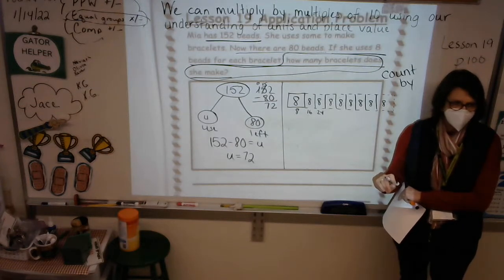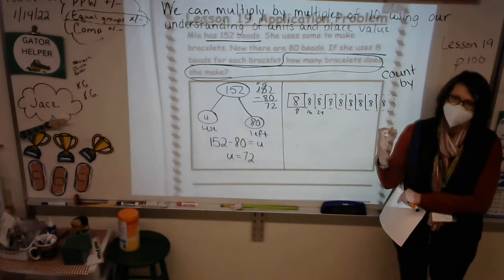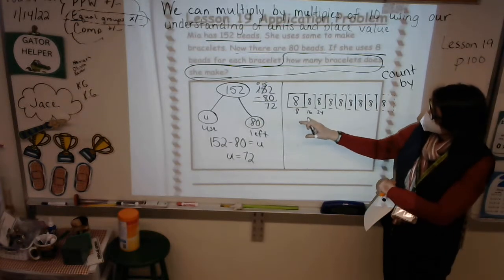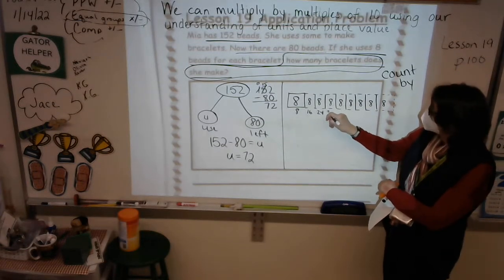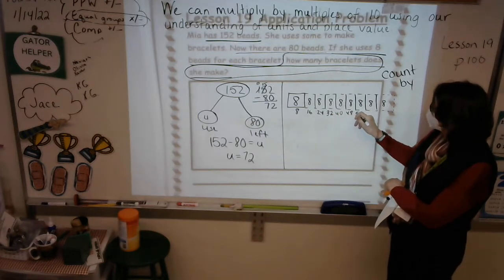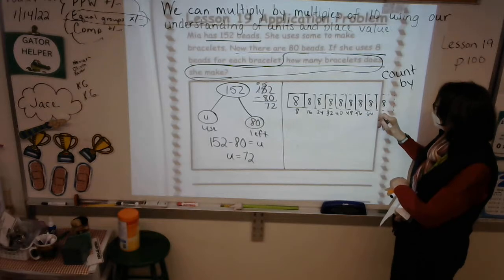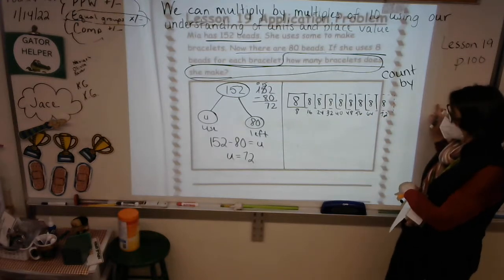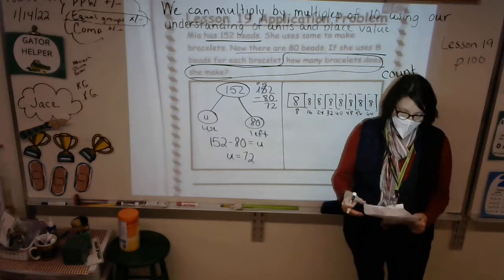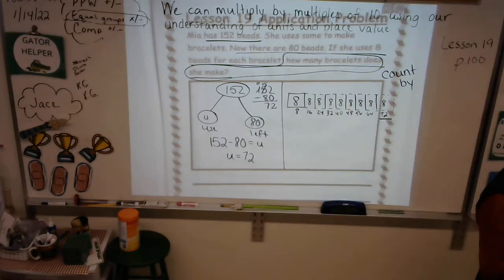Remember, it's this old man. 8, 16, 24, 32, and 40. Ready? Shall we try it? 8, 16, 24, 32, and 40, 48, 56, and 64, 72, and 80. But we're stopping at 72 because that is the number of bracelets she used. Okay?